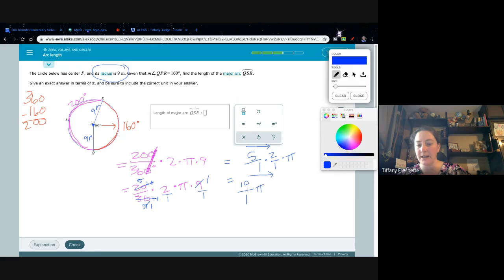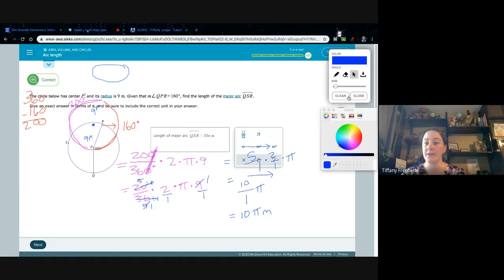Times pi. Do I really need to write it as 10 over 1 times pi? Or can I just change this so it's 10 pi? Can I drop the 1? Just like 2 didn't have a 1 in the first place and neither did 9? Yes, that's exactly what I want to do. So when I type this in, oh, and make sure you put the unit on there. It was meters for the radius, so it's going to be meters for the length. So I can just go 10 pi meters. All right, we finished another one. Yay!